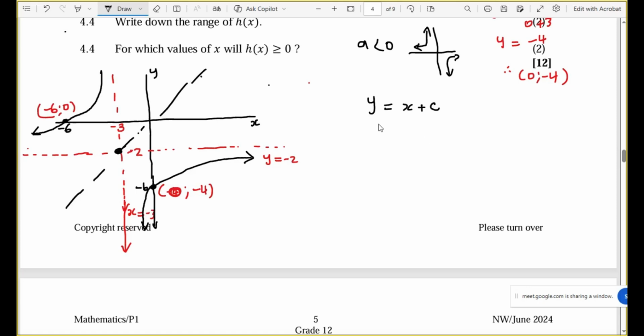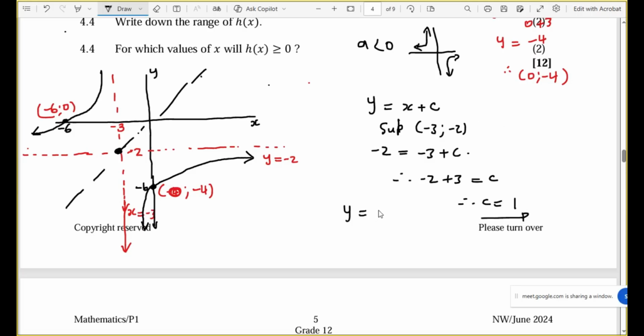So now to find that, we're going to sub in that coordinate where your x is minus 3 and your y is minus 2. So where there's y, we put minus 2. Where there's x, we put minus 3 to find c. Therefore, this will be minus 2 plus 3. It's equal to c. The value of c is just 1. So if the value of c is just 1, the graph becomes y = x + 1. So the y-intercept will be at 1. So this shows that the graph will move like this. I'll definitely show you guys how the graph will move.